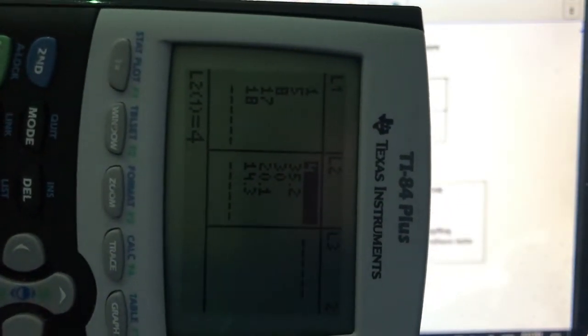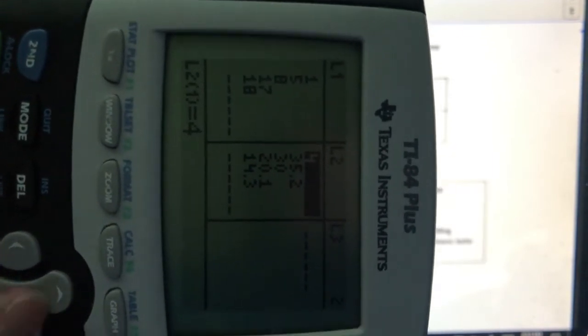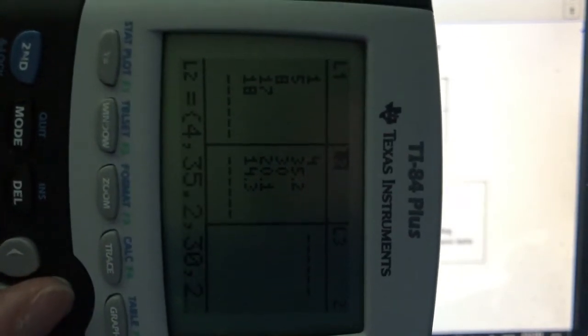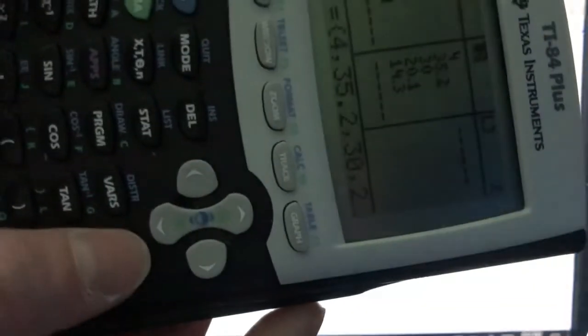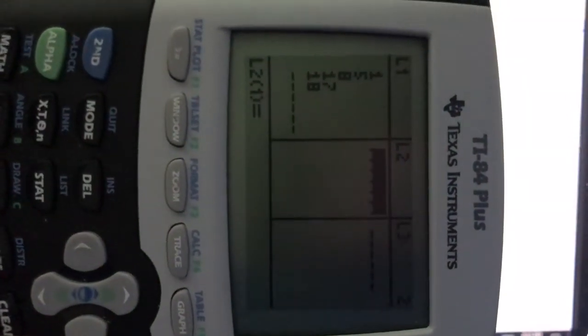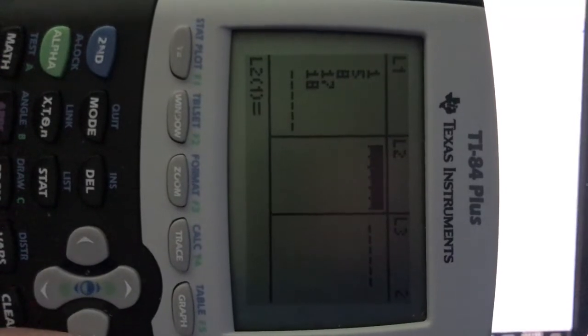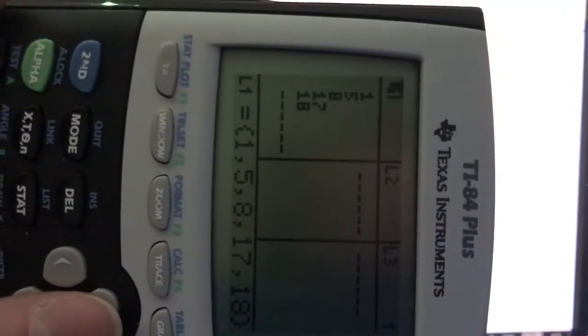If you have numbers in your columns or in your lists, here's how you clear them out. You scroll up to L2 or L1 or whatever you've got, hit clear, and then press enter. Do not press delete or your list will go away completely. If that happens to you while you're trying to study, please email me and I'll walk you through how to get rid of it. Or YouTube is your best friend.